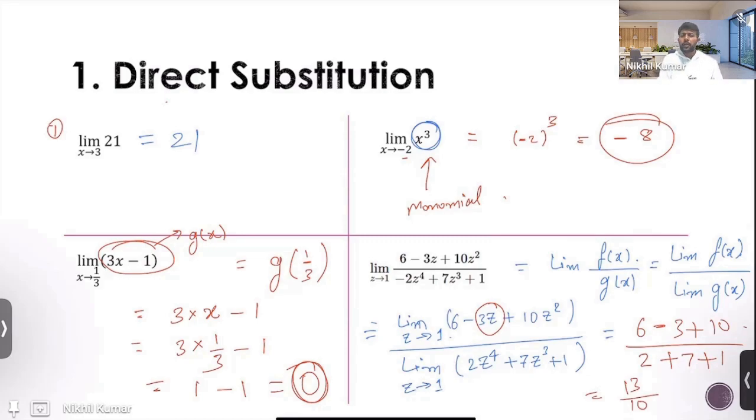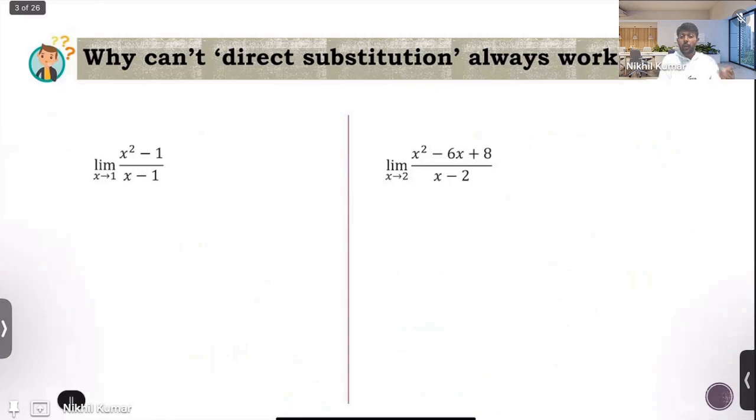So now, this was the first method or the first technique that we use for finding limits. It's pretty straightforward. Just substitute the values, get the result, no problem. But not all functions are as easy as these. Okay, why can't direct substitution work always? Why do we need different techniques? Now, try to solve these two questions and then you will understand why we can't always use direct substitution. Take 5 minutes and try to solve these on your own.